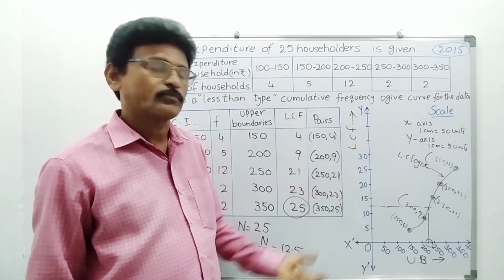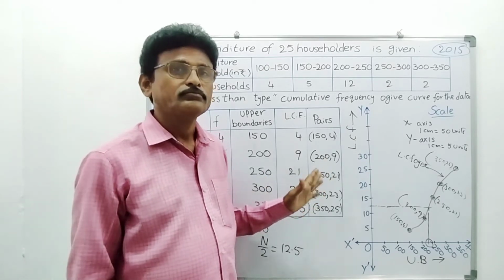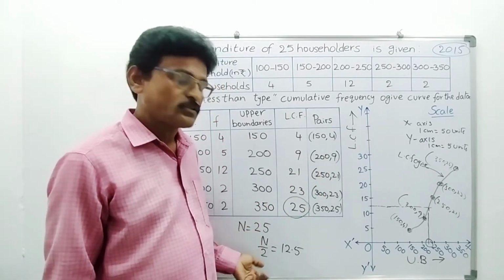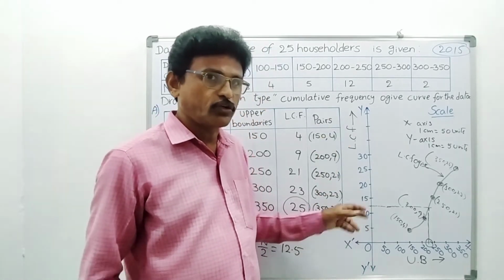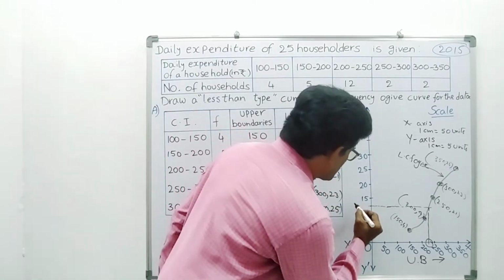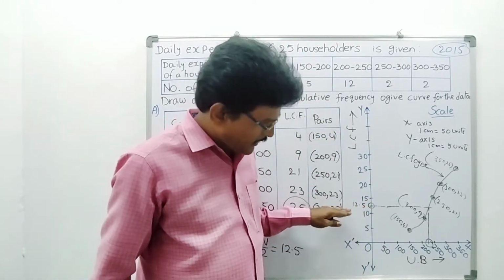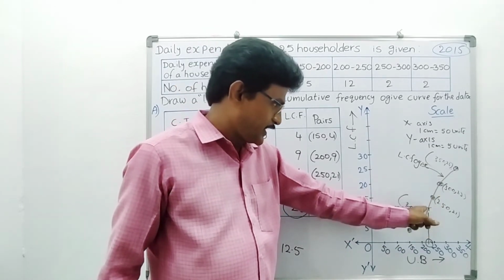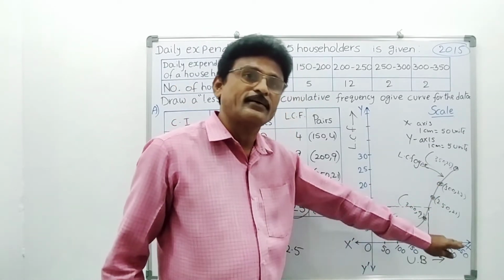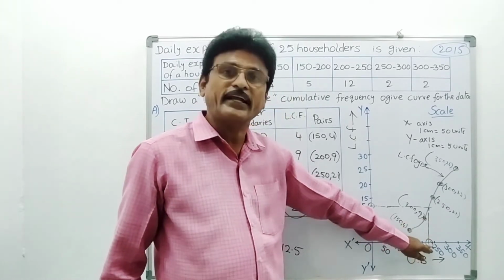Okay, simple. What you have to do? Calculate n. Okay, n by 2 is how much? Here 12.5. So on the y-axis you have to note 12.5. From there draw a horizontal line. It cuts the graph at some place. From there draw a vertical line to meet the x-axis. Where it is meeting, that is the median value, right?